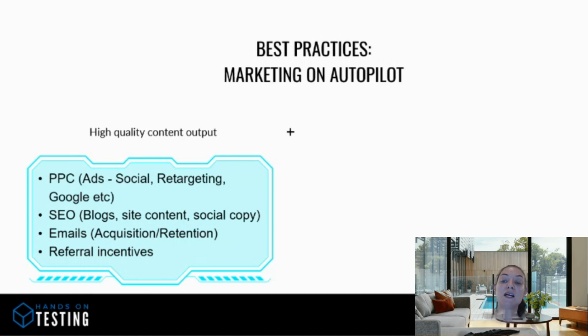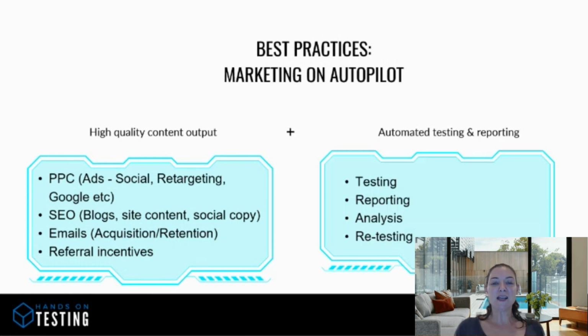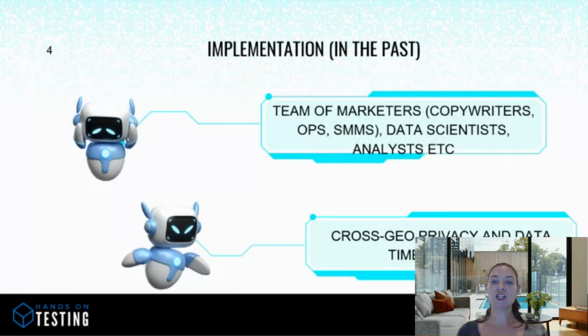And on the other side, you need to have automated testing and reporting, which I'm sure you guys know a lot about. So basically, as we said before, you're just testing an idea, you're reporting on it, what worked, what didn't work, analyzing it, and then retesting all over again. And that's basically marketing in a nutshell, in theory. Obviously, it needs to all work. So in the past, when you had implementation for marketing, you had to have so many people. I remember hiring something like 20 people to build a team, and that was considered a lean startup team.